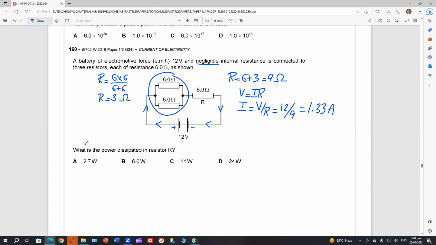So we have the current and we have the resistance. The power is coming as 16 watt.